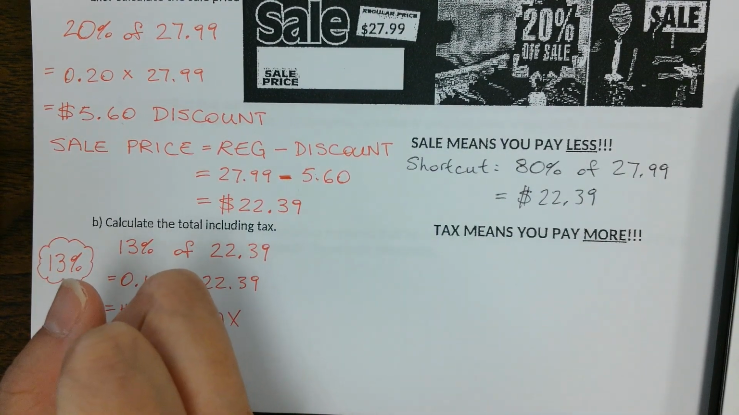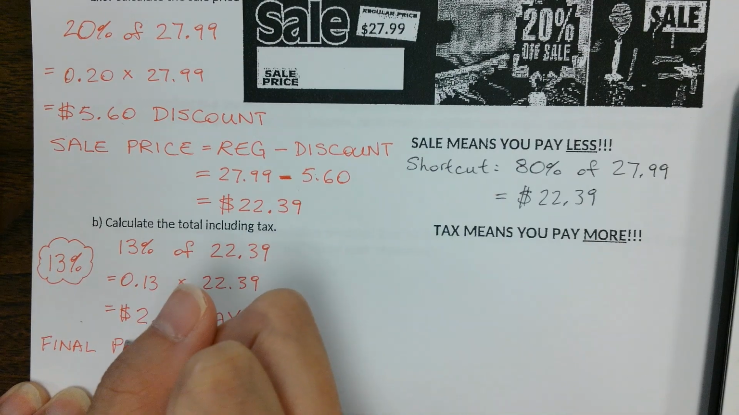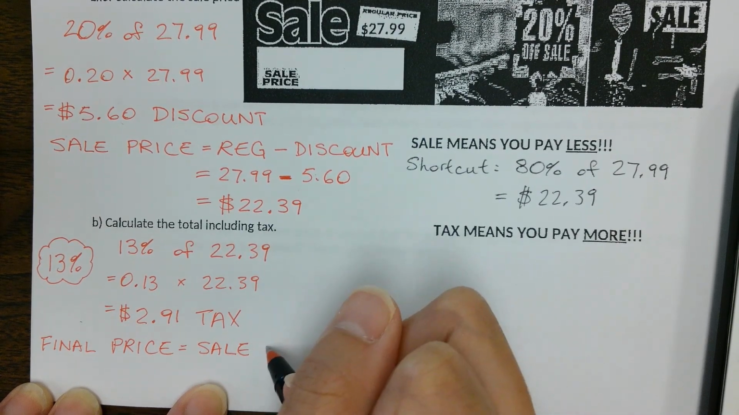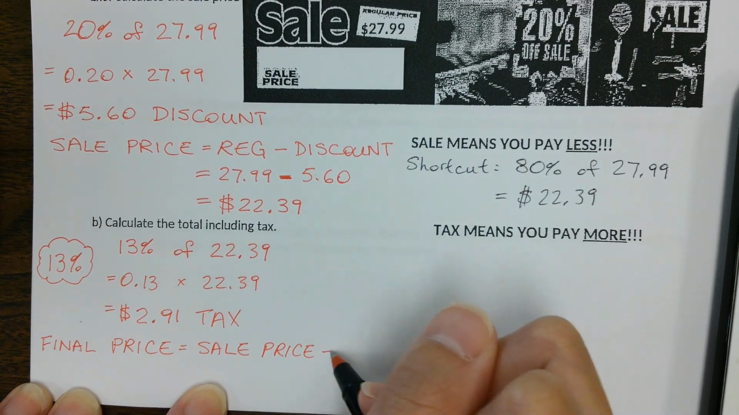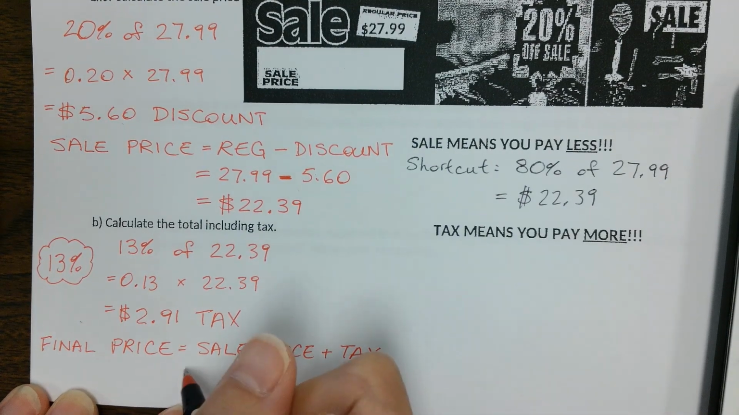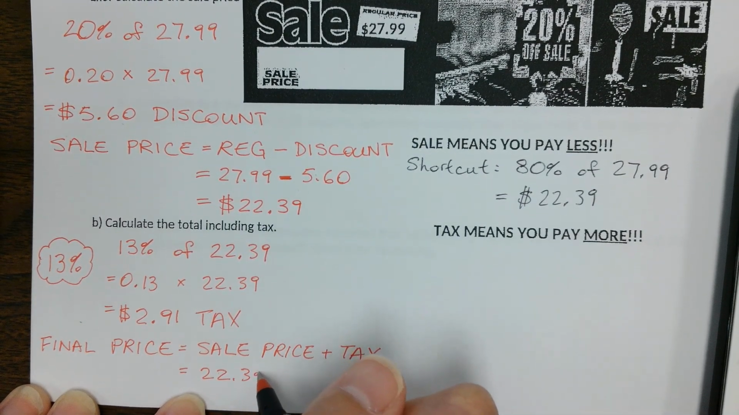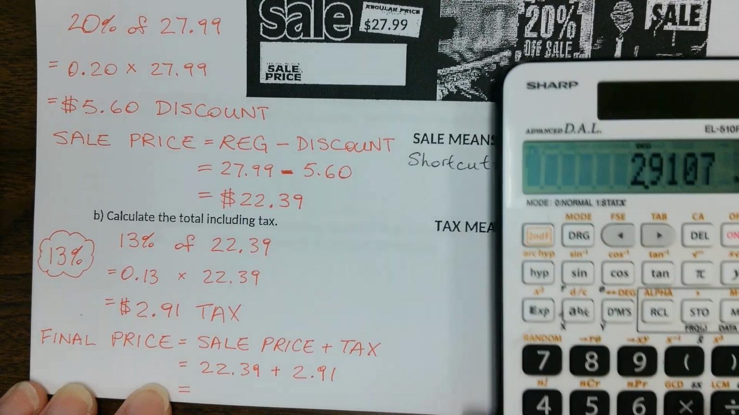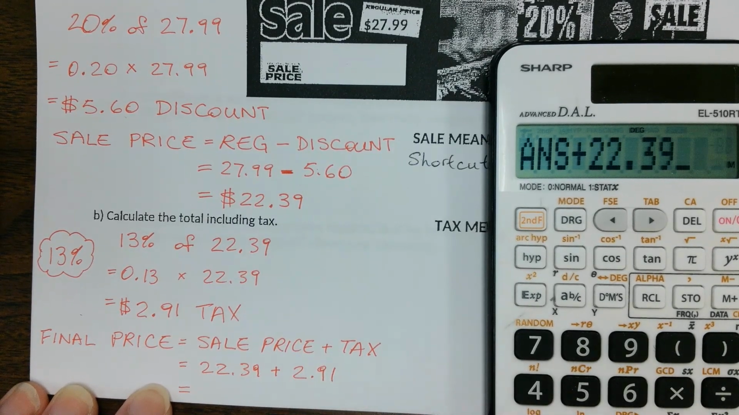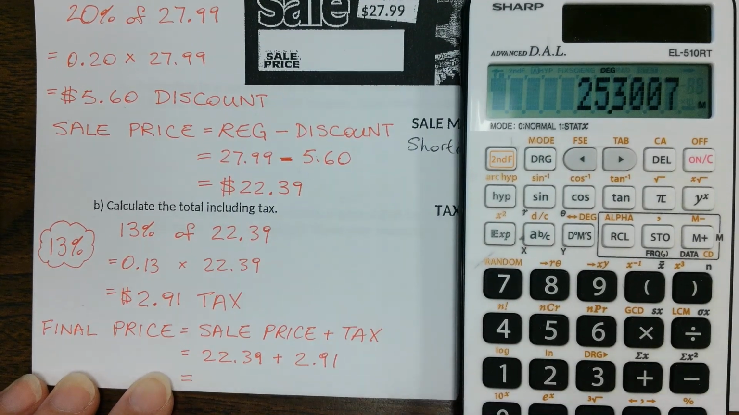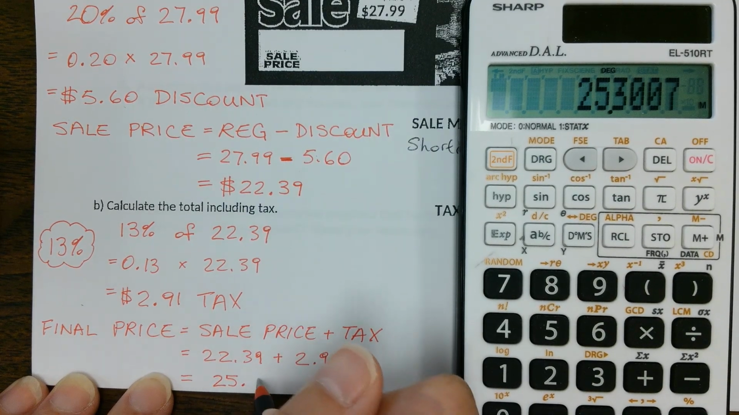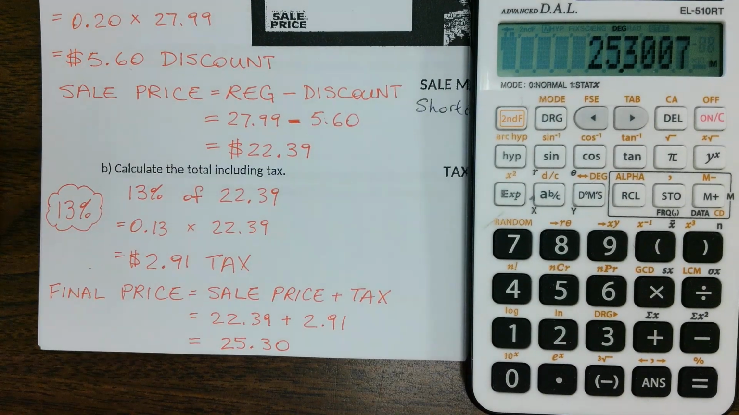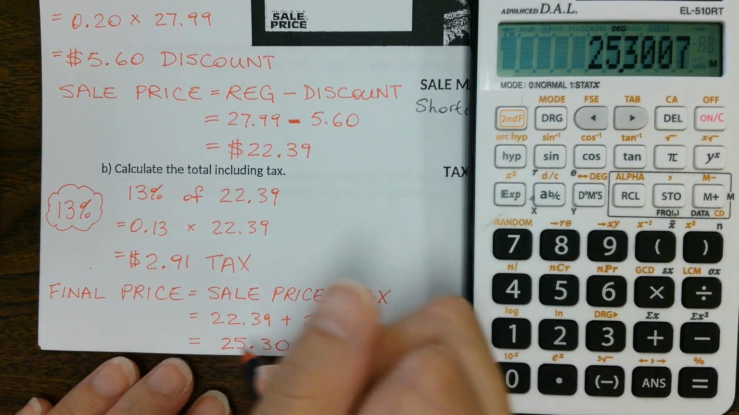So final price is sale price plus tax. So 22.39 plus 2.91. Final answer. $25.30. Will I get full marks for this answer? Dollar sign. There you go. Good job. Units.